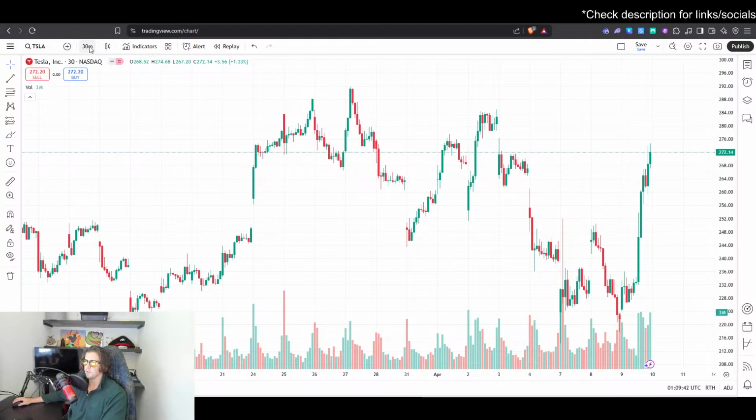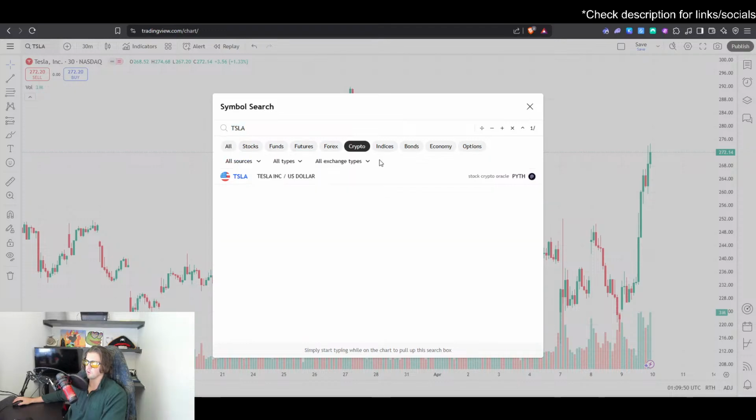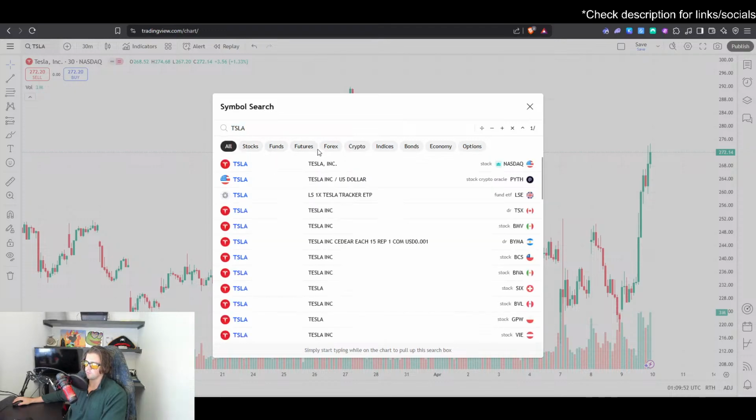Up in this top left area, once again, we have the search symbol where we could look for a different stock. We could look for a different crypto. We can look for the futures, which I'll go over in a bit. But anyways, let's imagine we looked up Tesla.